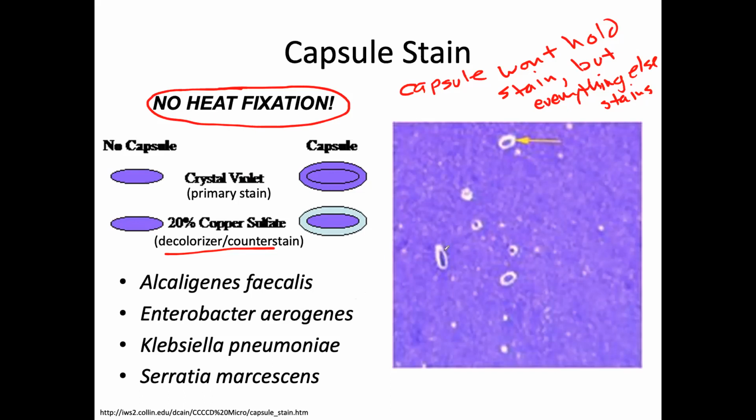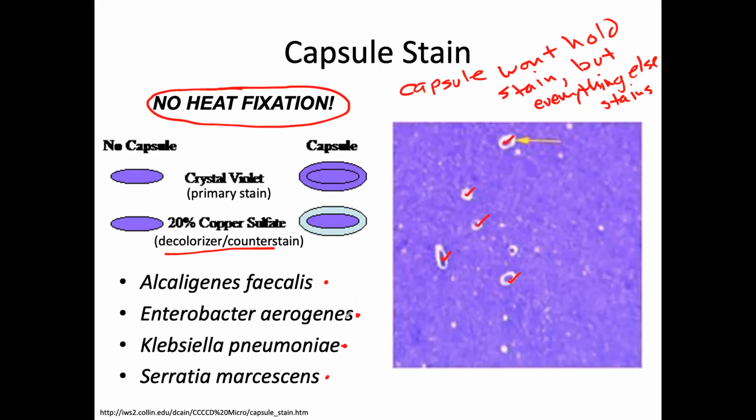All right, and you can see here some examples of capsule stained bacteria. So these are some examples. Enterobacter, Klebsiella pneumoniae, Serratia marcescens. All examples of bacteria with capsules.